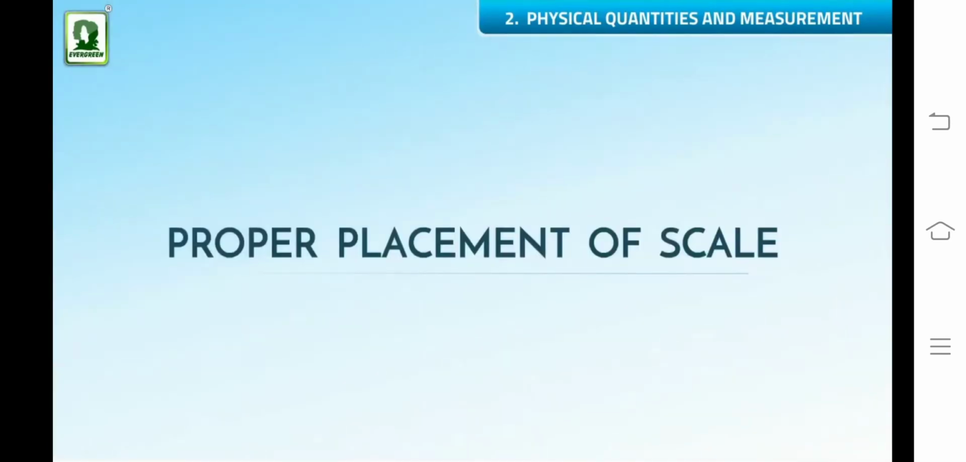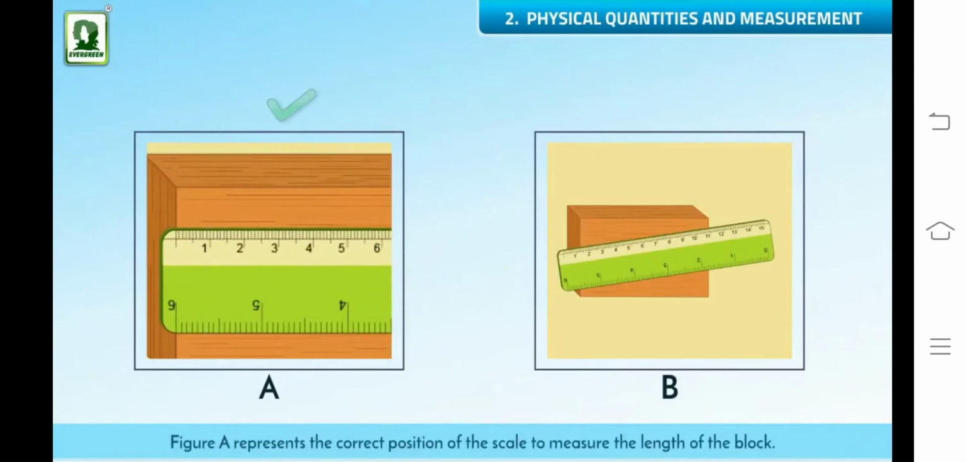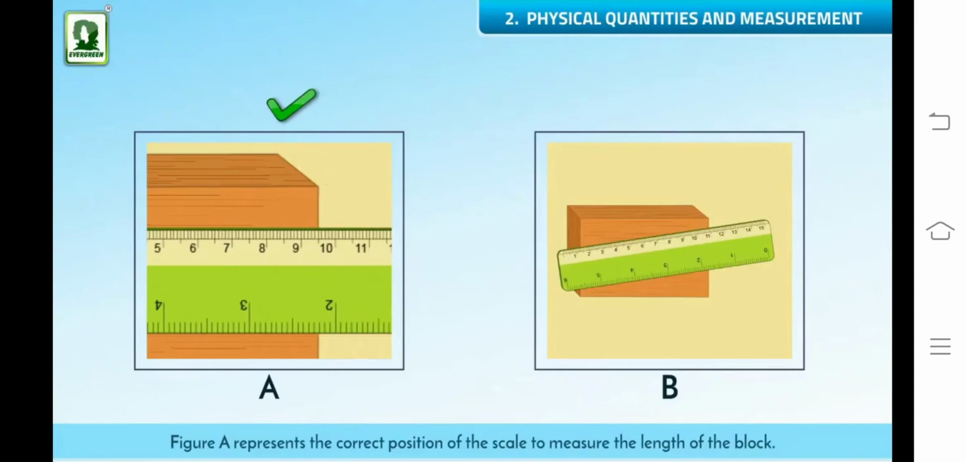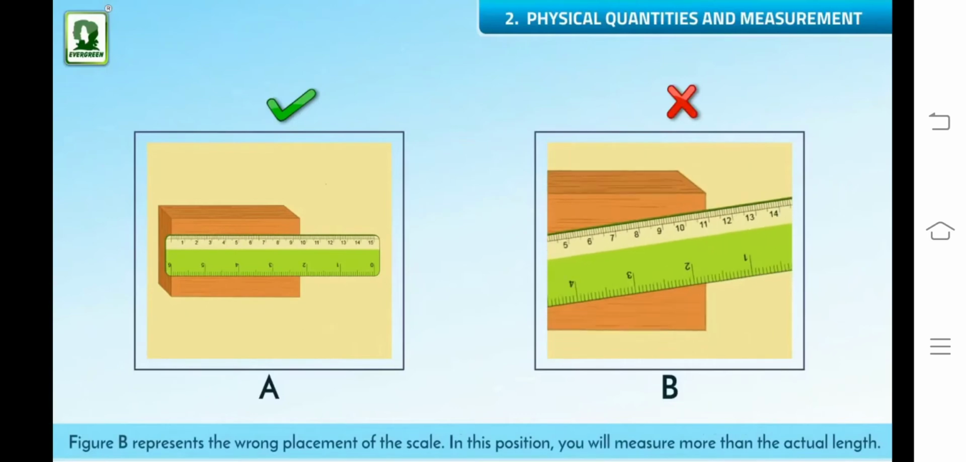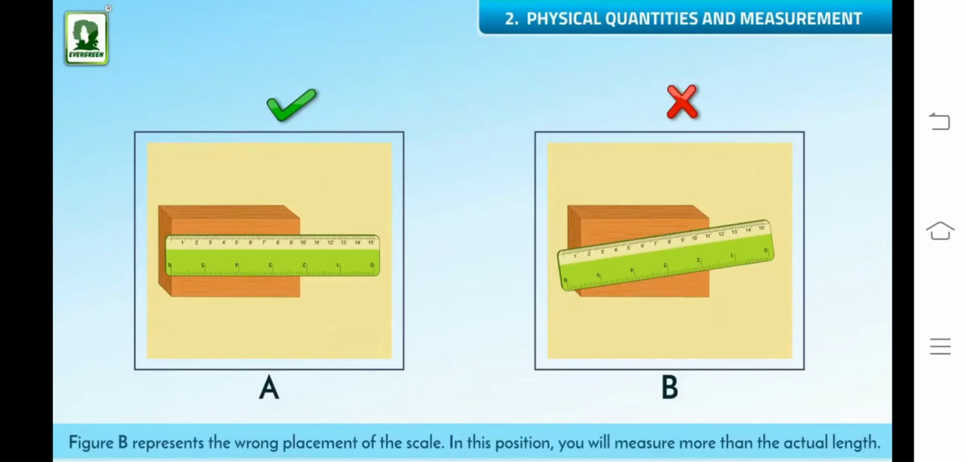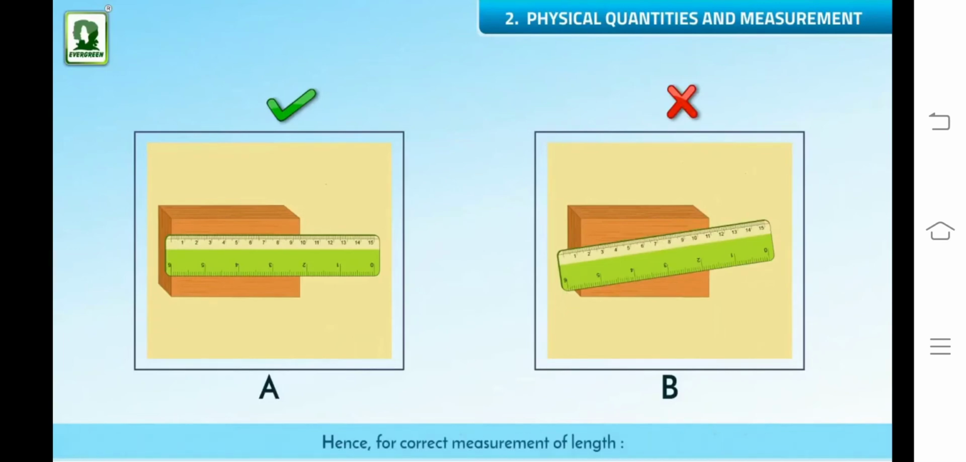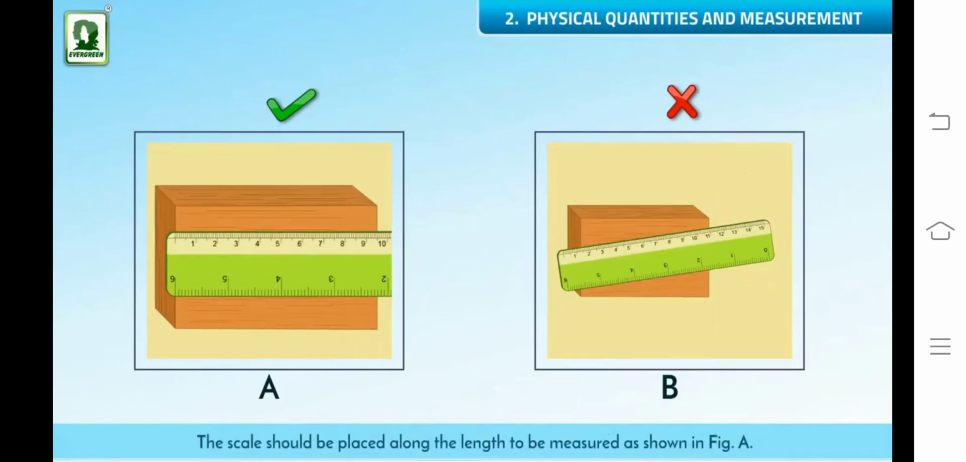Proper placement of scale. Measure the length of the block by placing the scale in 2 different positions as shown in figure A and B. Figure A represents the correct position of the scale to measure the length of the block. Figure B represents the wrong placement of the scale. In this position, you will measure more than the actual length. Hence, for correct measurement of length, the scale should be placed along the length to be measured as shown in figure A. The scale should be placed very close to the object to be measured.